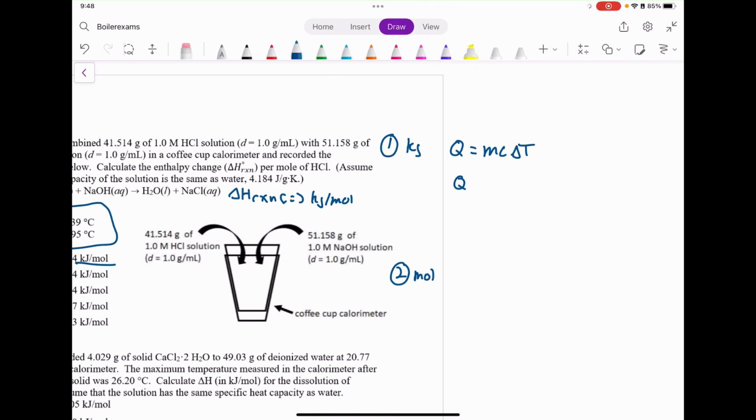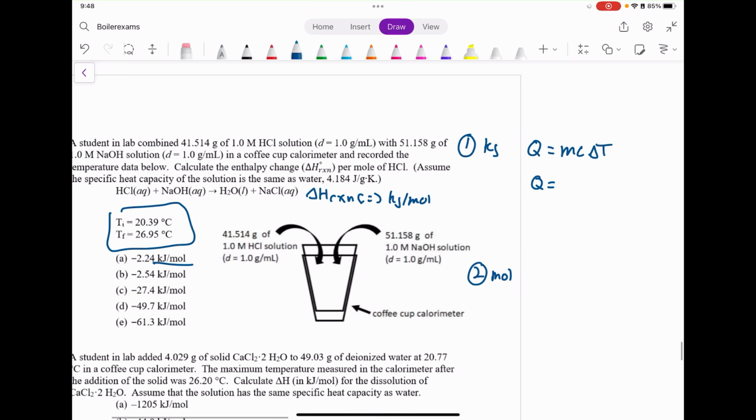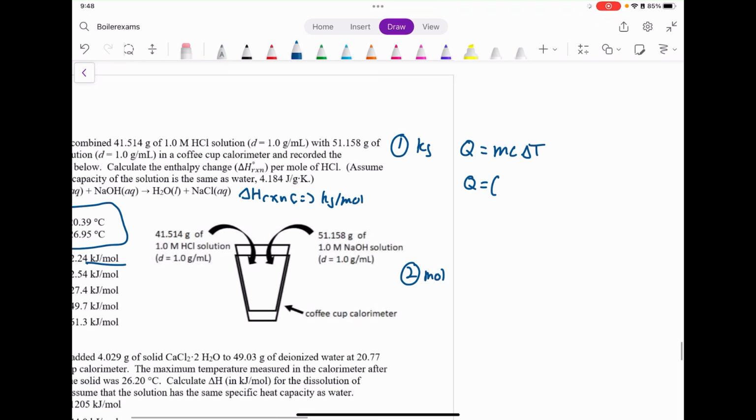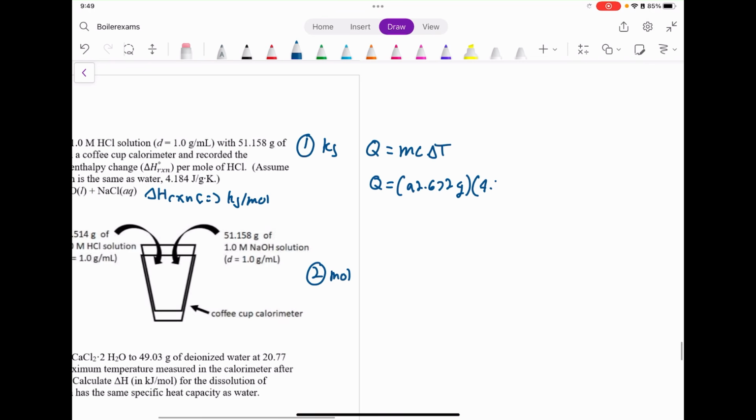Let's start plugging stuff in. We're looking at the heat change of our entire system, so I'm going to use both masses since they're both in our system. For my mass, I'm going to do 41.514 plus 51.158. And if you do that, you'll get 92.672 grams for our mass. C is the specific heat, which they tell us is 4.184, and that's joules per gram per degree Kelvin.